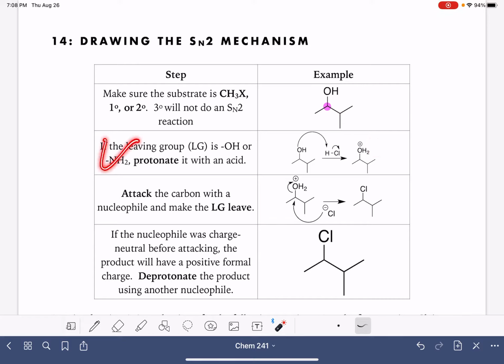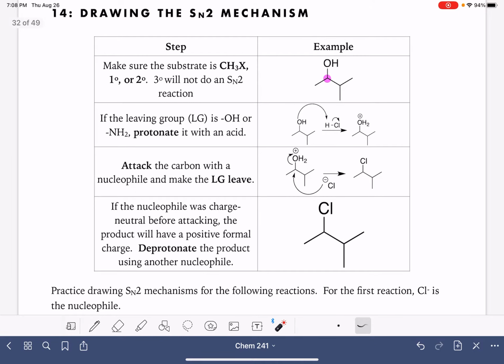Now, again, this is an optional step. We're not always going to do this step, but all the time, the next thing that would happen is the nucleophile is going to attack the carbon with the leaving group and make the leaving group leave. So that's what's showing here. The lone pair of electrons on the nucleophile are attacking the carbon and breaking the bond between the carbon and the leaving group, and substitution is complete.